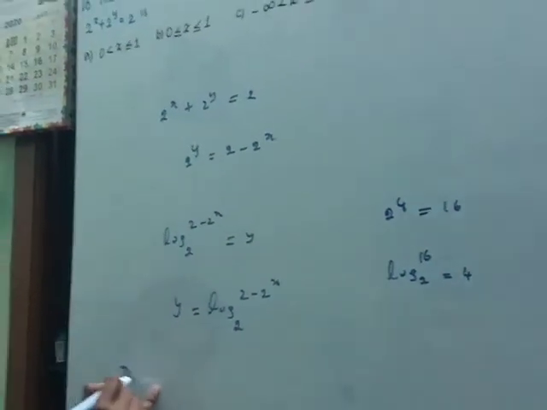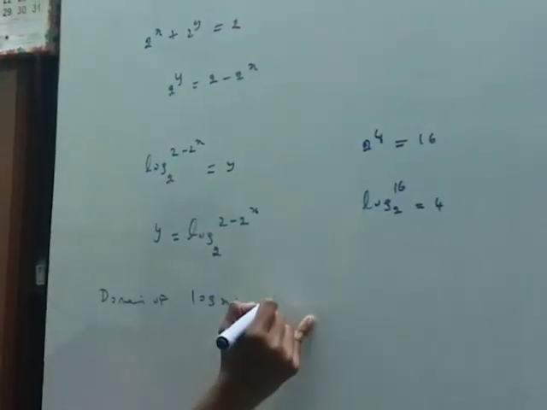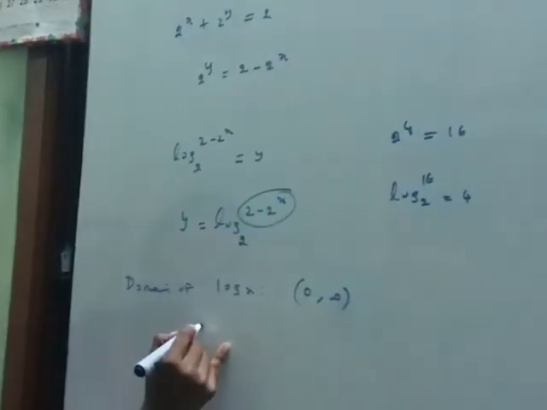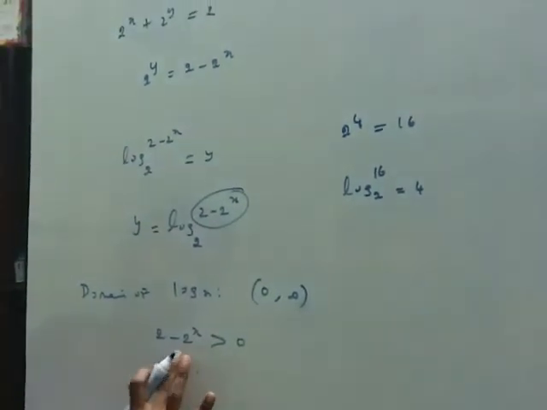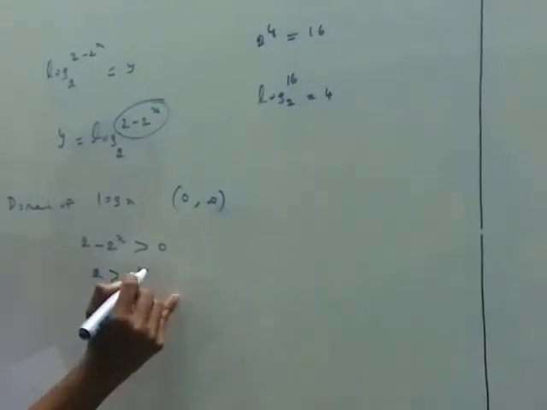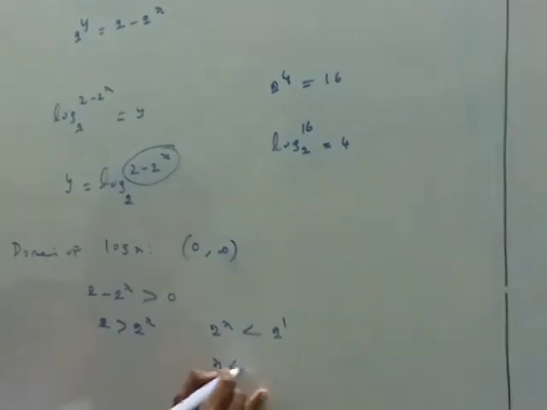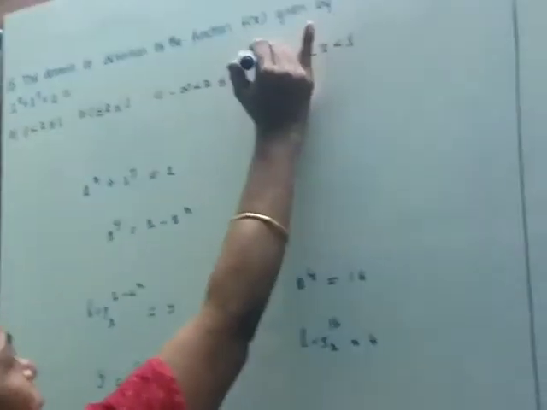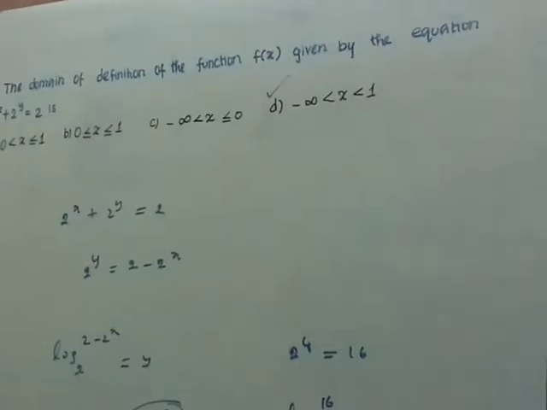So here you want to know the domain of the log x function. What is the domain of the log x function? 0 to infinity. So surely this 2 minus 2 power x should be greater than 0. That is 2 is greater than 2 power x. That is 2 power x is less than 2. So here the power is 1. So x should be less than 1. X should be less than 1 means which will be the correct answer? Minus infinity less than x less than 1. That is the answer. Okay, copy it.